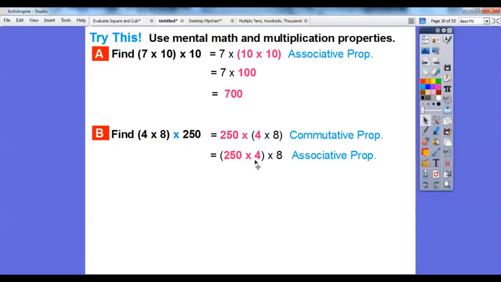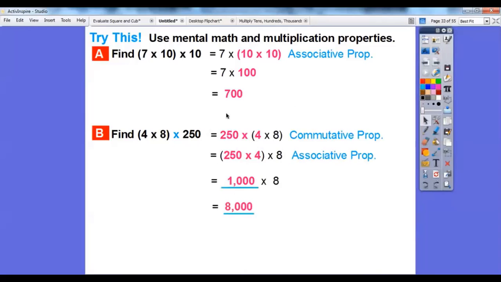Okay, 250 times 4. Remember, 25 times 4 is 100, so just add a 0 on that. 250 times 4 is going to be 1,000 right there, okay? So by the associative property, I associated these two numbers instead of these two numbers first. Okay, and then 1,000 times 8, that's easy enough. That's going to be 8,000.